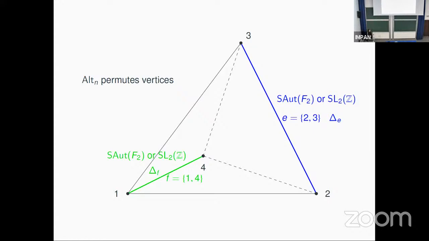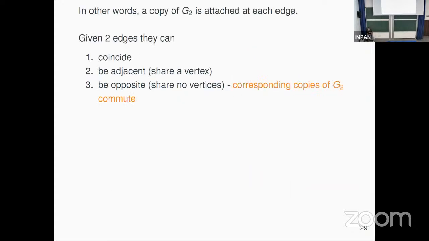There will be different situations depending on how these edges are positioned. And it's an important property that if the edges are in the position that we see here, so they're opposite, so they don't share any vertices, then the corresponding copies of SL2 commute. So the generators commute.